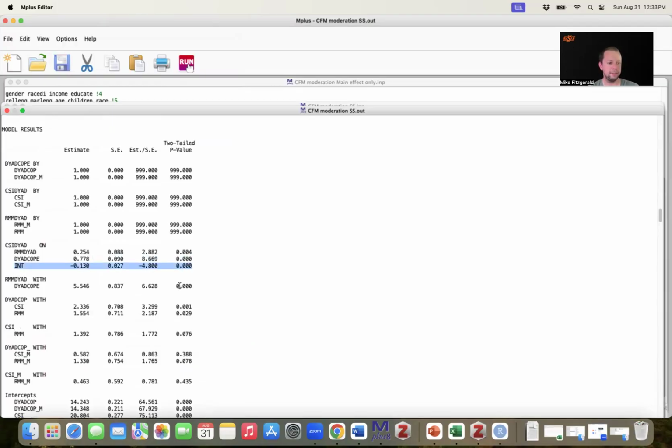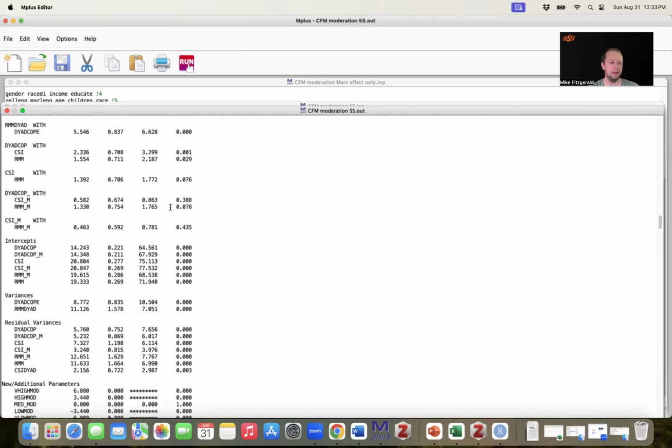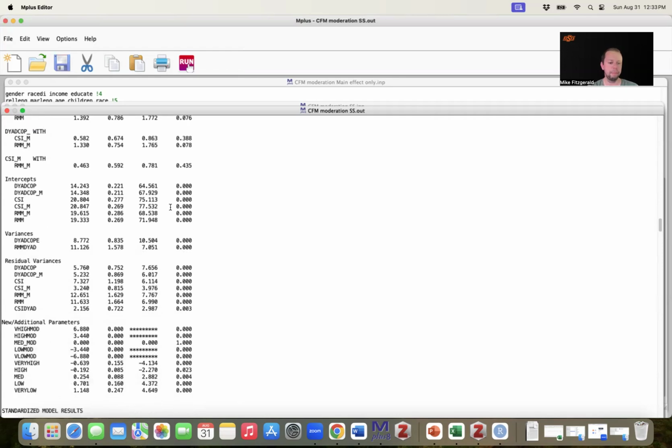So again, the interpretation of the interaction effect is a 1 unit increase in common dyadic coping leads to a 0.130 unit decrease in the slope of relationship mindfulness on relationship quality. So as couples do more and more shared dyadic coping, common dyadic coping, the beneficial effect, I'll even say, of relationship mindfulness decreases on relationship quality. All right.